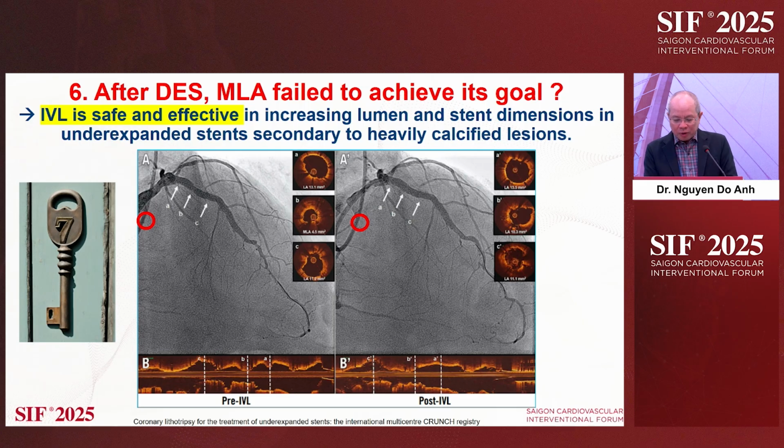And also, occasionally, after deploying the drug-eluting stent, we find that the stent is underexpanded because of deep calcium. It looks like your unfinished homework, so it will come back to you. So at this time, intravascular lithotripsy has emerged as a safe and effective solution.